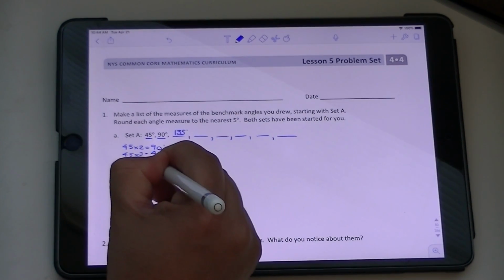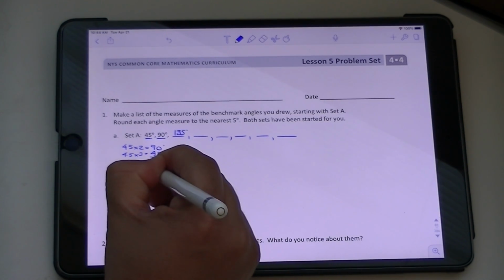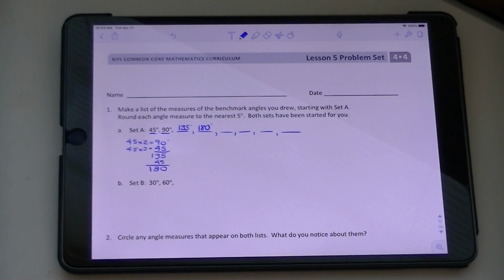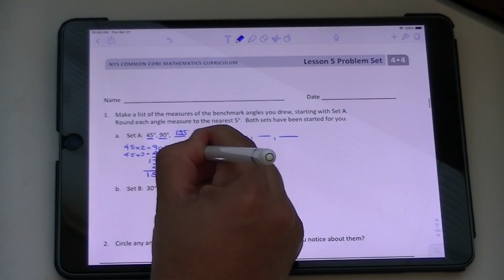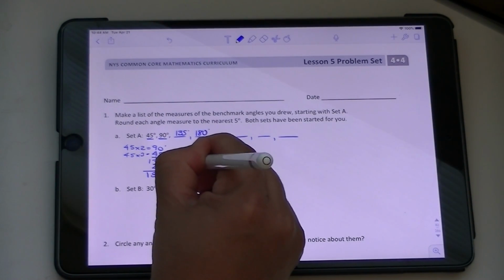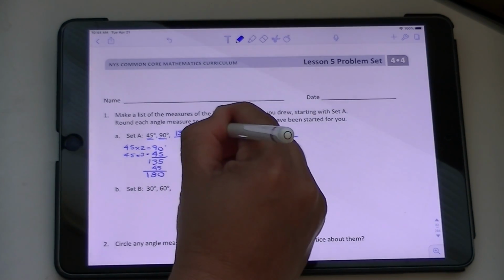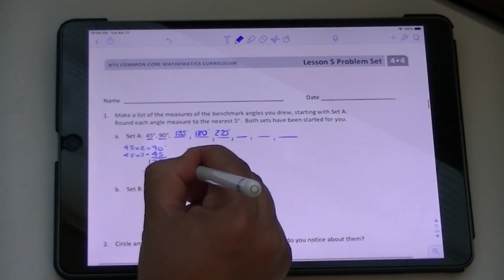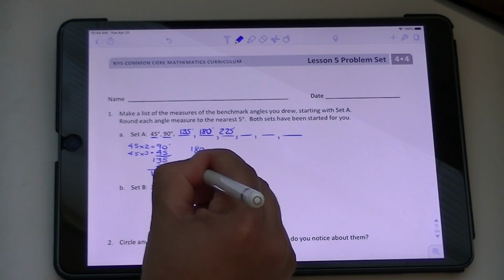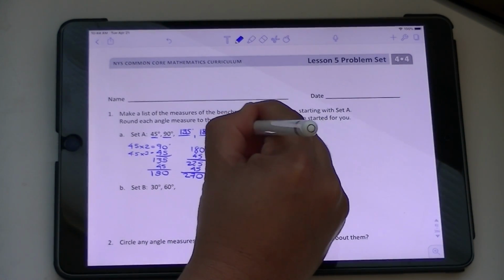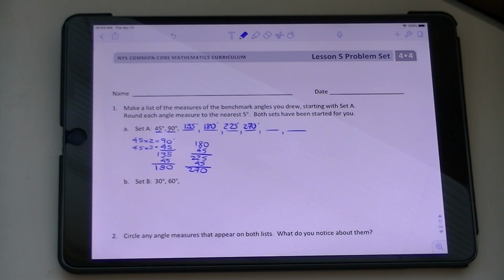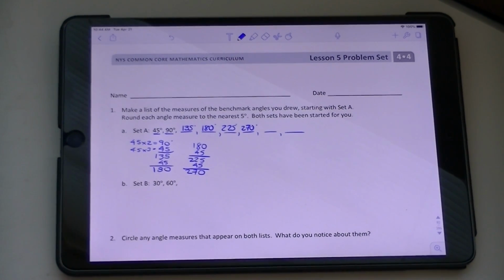Okay, if you add 45 to 135, that will be 180. Then if you add 45 to that, it will be 225. And then you add 45 to that, 270. And then you continue with the other two, okay? Adding 45, 45, 45, 45. So that's finding the multiples, okay?